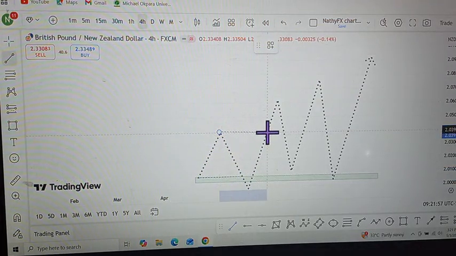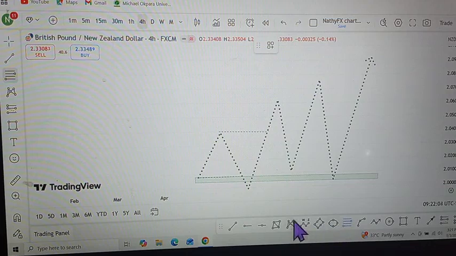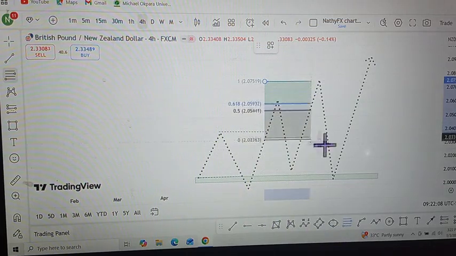So how do we know if this liquidity is valid? It is by taking your Fibonacci and spraying it from the swing high to the swing low.